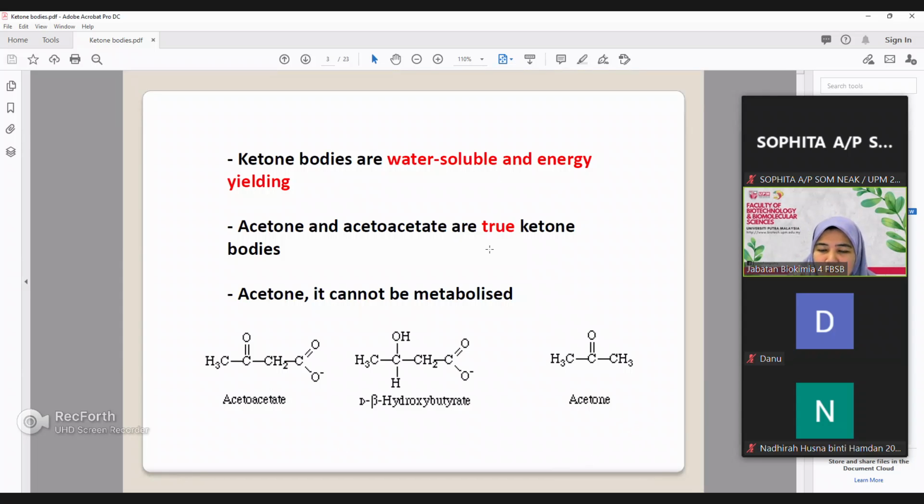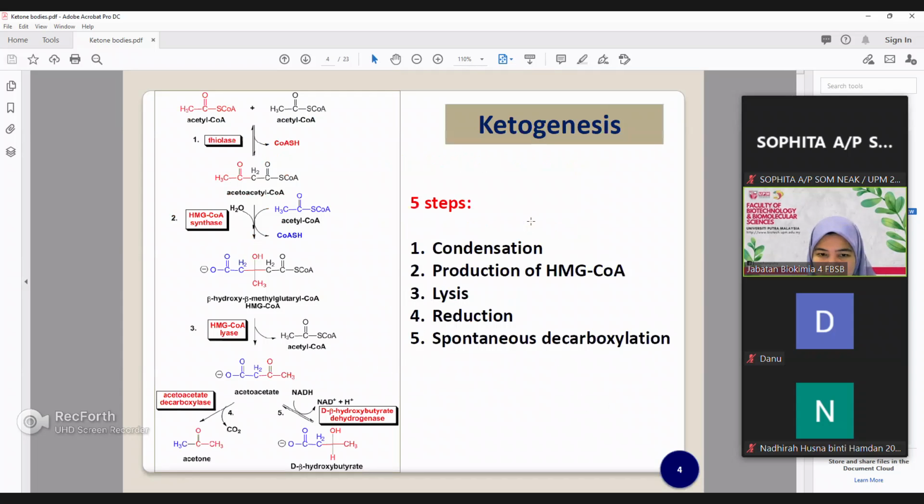Certain books mention that acetone and acetoacetate are true ketone bodies, but certain books do not agree with this statement. We can have a look at the mechanism so that we can discuss whether we can accept this theory or not. So this is the ketogenesis process. How can ketone bodies be produced from acetyl-CoA?